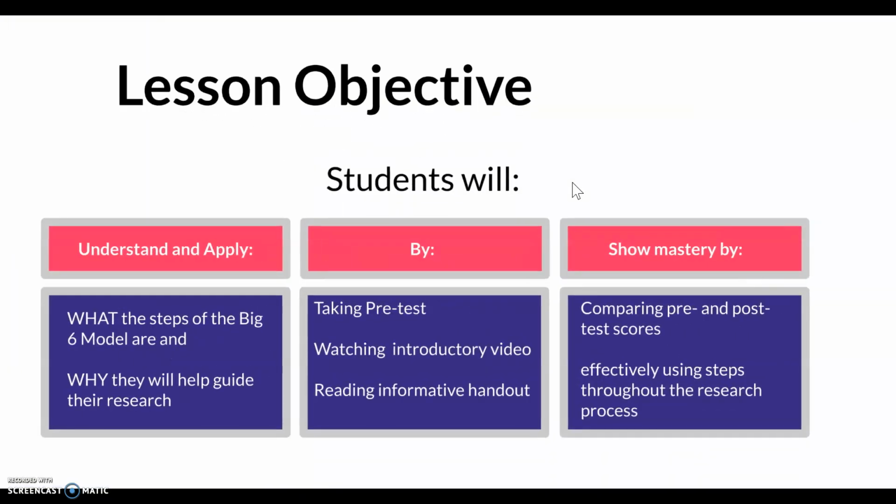Our objectives today. By the end of the lesson, you're going to understand and apply what the steps of the Big Six model are and why they're going to help guide your research. You're going to accomplish this by taking a pretest to see what you already know, watching an introductory video, reading an informative handout. You're going to show that you understand what you have learned by comparing your pretest score with your post-test score, and then ultimately you're going to effectively use the steps of the research process as you're doing your own research project.